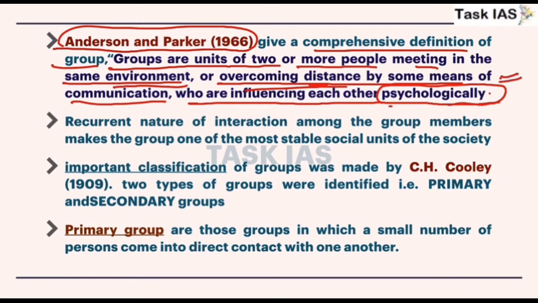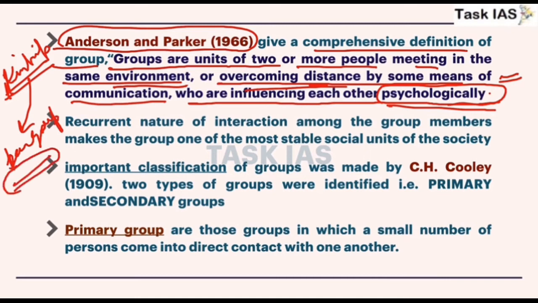Why is this psychological dimension included? Because in today's time, earlier social groups like kinship have reduced in their importance, but other social groups like peer groups or groups of workers in organizations have become more important. And although these peer groups may be differentiated in geographical terms, they have more psychological closeness. So this is highlighted by the definition of Anderson and Parker.